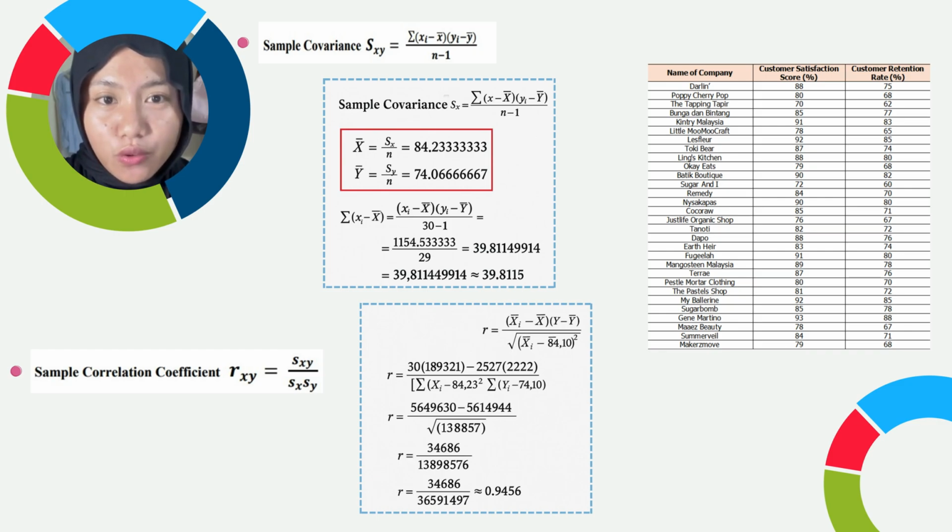Now I'm going to present part 5. So this slide shows how to calculate and interpret the sample covariance and correlation between two variables, which are customer satisfaction score and customer retention rate. So there are two samples in this presentation. The first one is sample covariance and the second one is sample correlation coefficient.